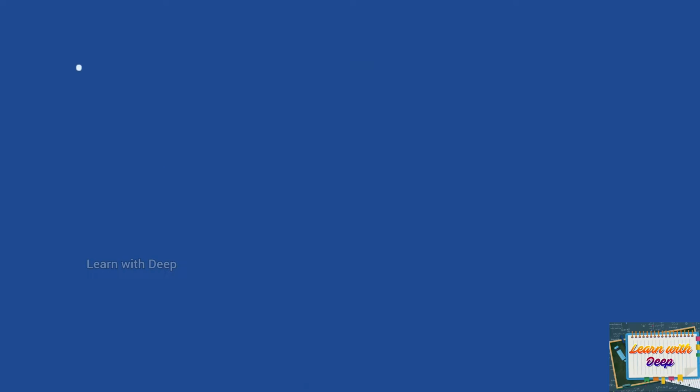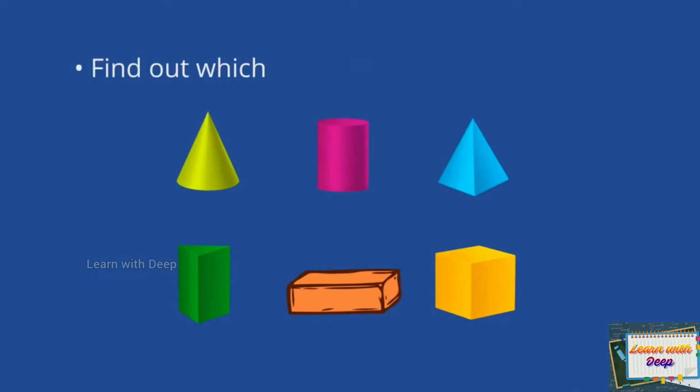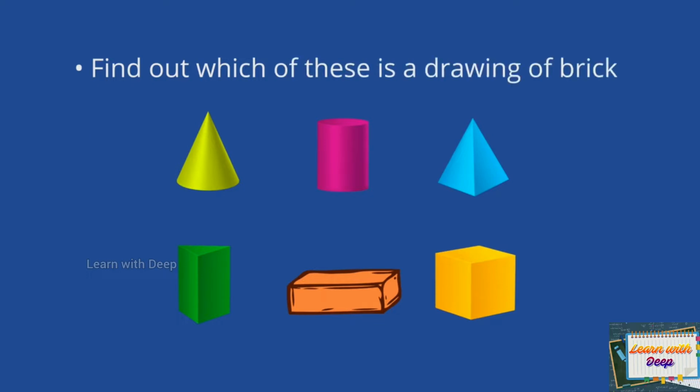Now, let's move ahead. Find out which of these is a drawing of a brick. You can see various images. Mark a correct sign in front of the correct drawing or image. Yes, we have to find out and select the best drawing. Very good. That resembles a brick. I hope you all have marked it. I know we all have found the correct image. Very good. I hope it's an interesting activity.